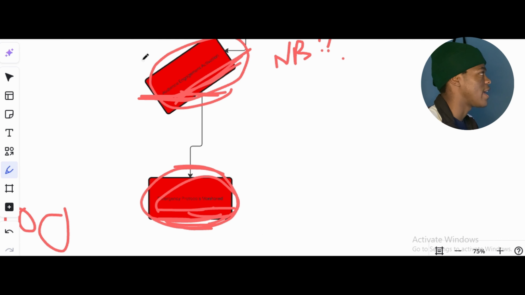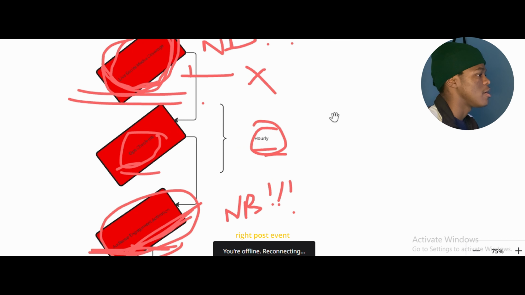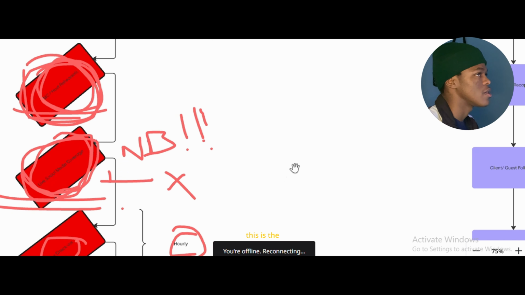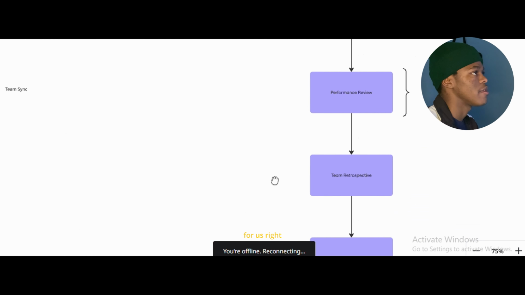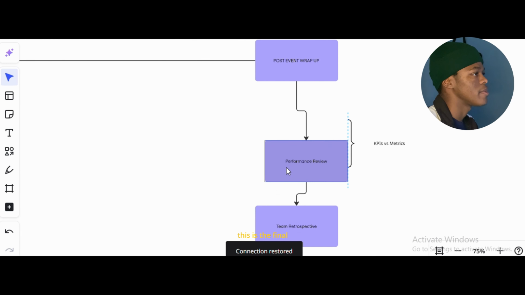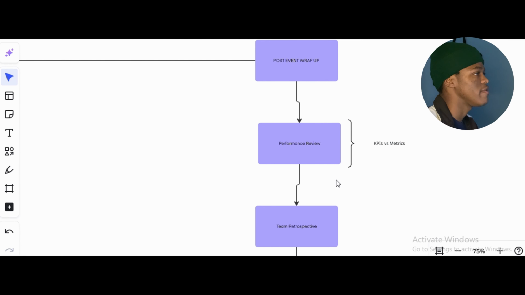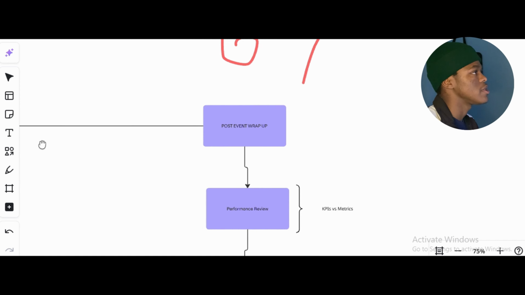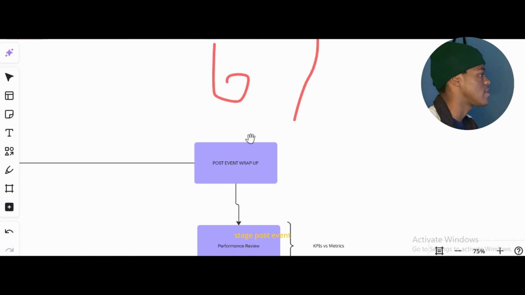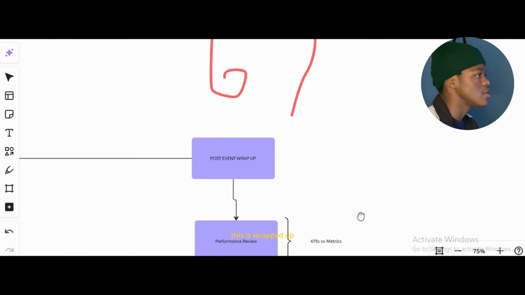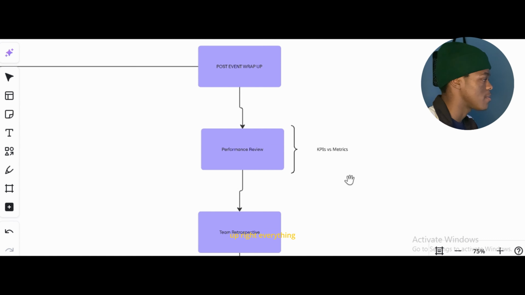And then we get to the final stage. The final stage, right? Post event. Stage 6, the final stage, post event. The event's wrapped up, right? Everything is done. We've done everything that we can to make sure that everybody is good.